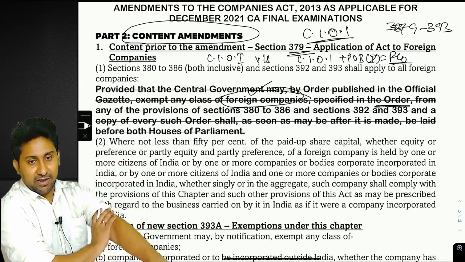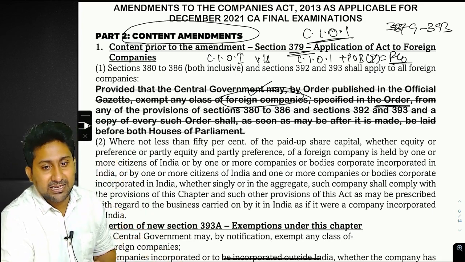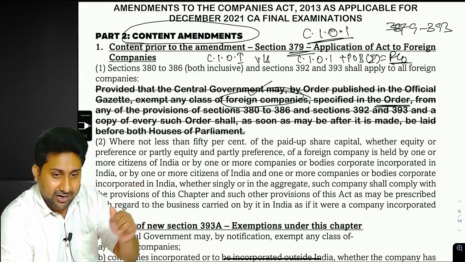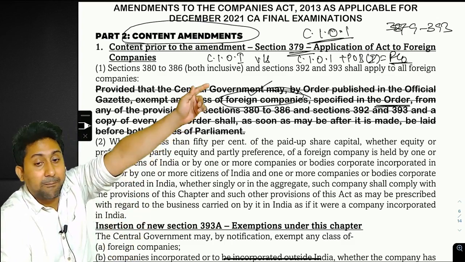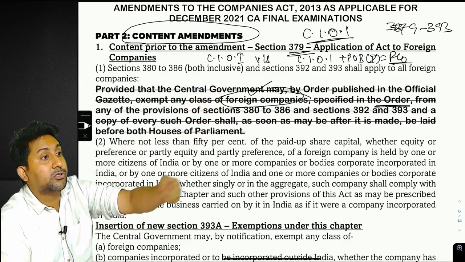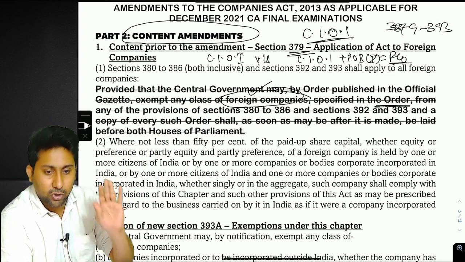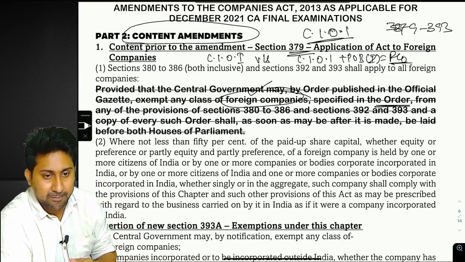Am I clear, everyone? Therefore, now the government has said it can provide exemption not only to foreign companies, but also to companies incorporated outside India who want to issue a prospectus in India. We can exempt those companies as well at certain times. Why has this amendment come? Listen.